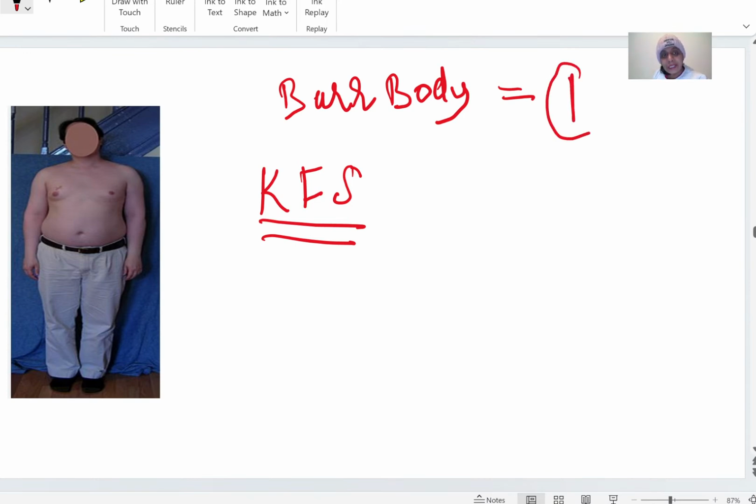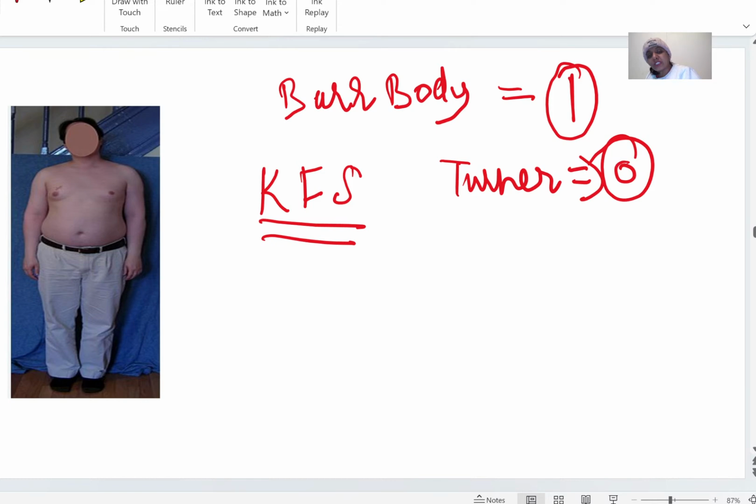In Klinefelter there is one bar body. And in Turner there is 0. What about the FSH level, beta? What about the FSH level in them?